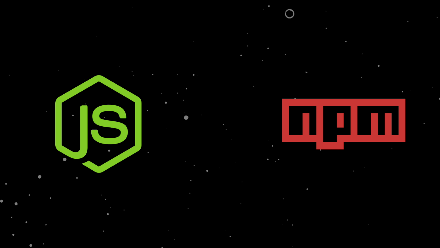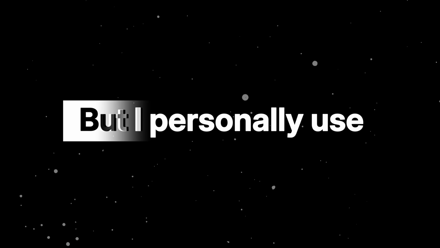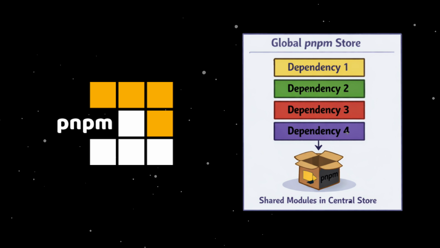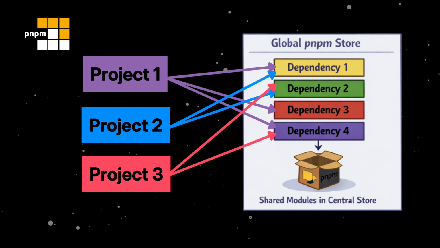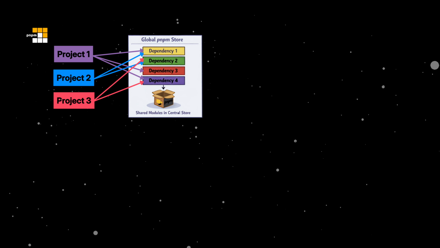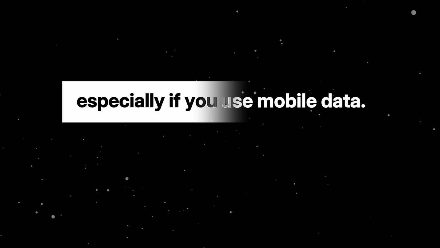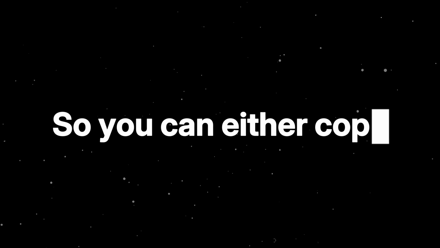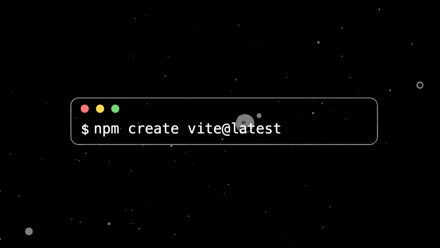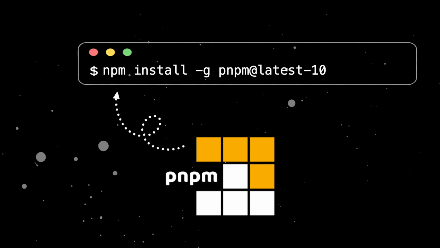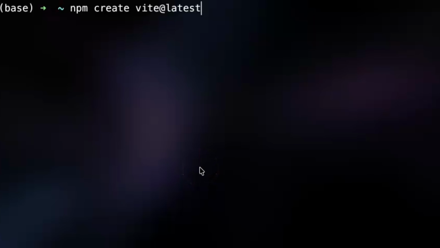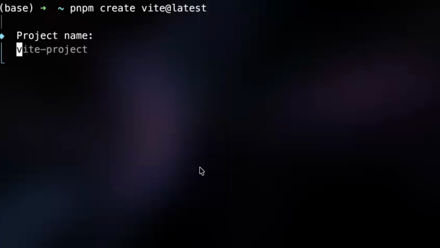Node.js comes with npm out of the box, a package manager that installs your project dependencies. But I personally use pnpm instead, and here is why it's better. It caches your dependencies globally, and it reuses them across projects. That makes everything way faster and more economical, especially if you use mobile data. So you can either copy this command and run it straight away, or install pnpm globally. In case you've gone with the pnpm path and installed it globally, you just have to replace npm with pnpm in the previous command.